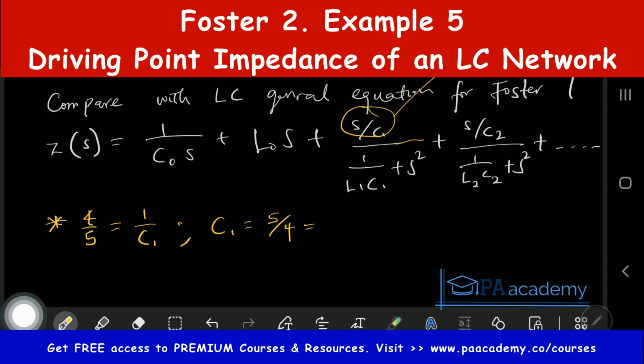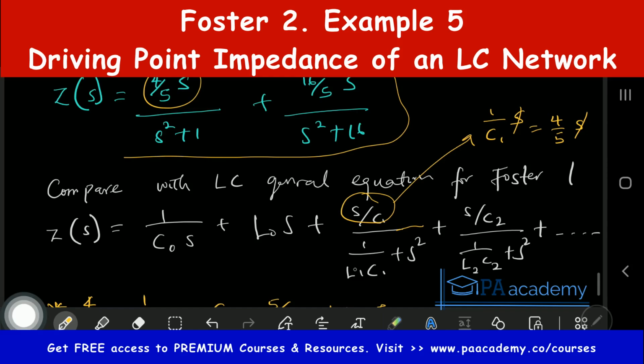If you want to put it in decimal too, 5 over 4 is the same thing as 1.25. So that will be 1.25 farad. So don't forget your units. So we've done for that. So let's move to the next one.